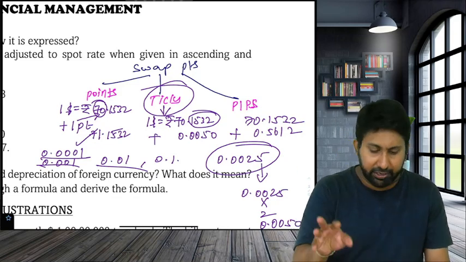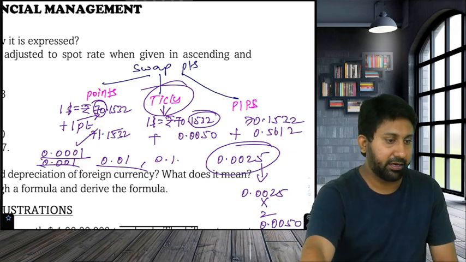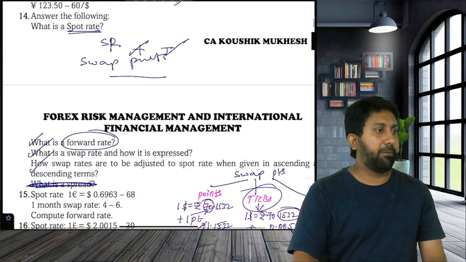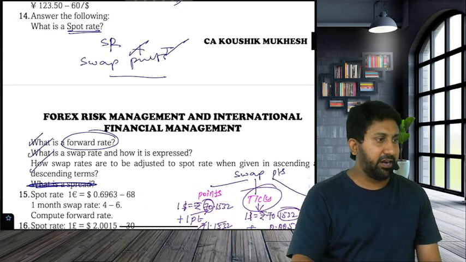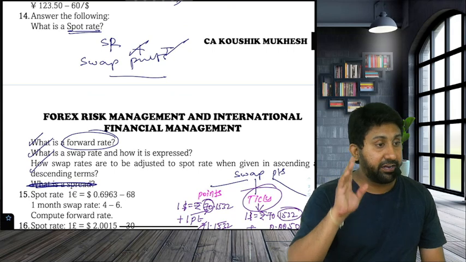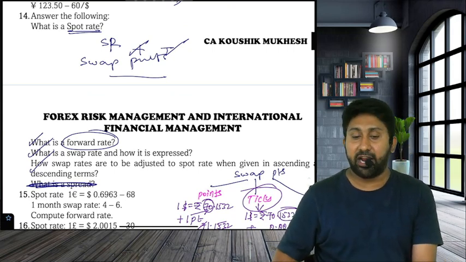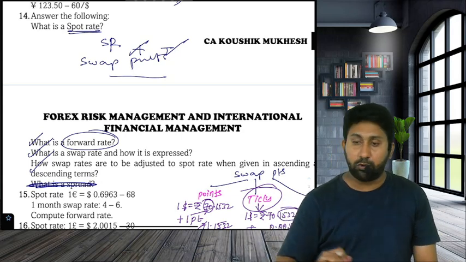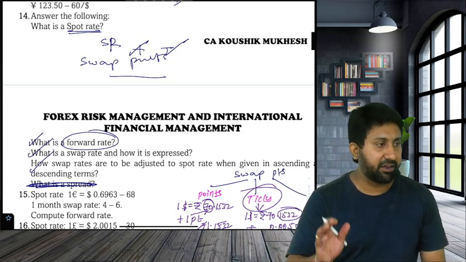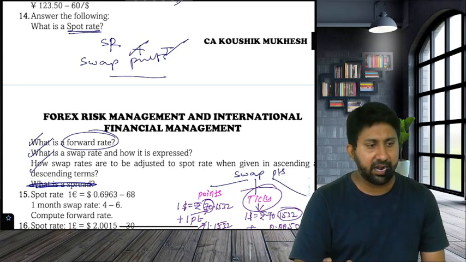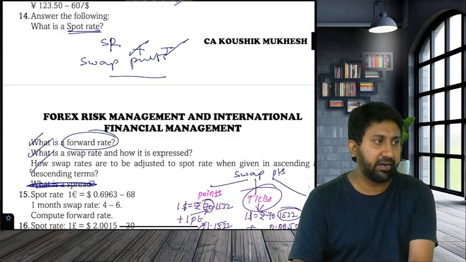Okay, what I said now, points, ticks and pips. Let us see the point now, how it has to be understood. So now we completed spot rate, forward rate, what is a swap rate and how it is expressed. Swap rates are to be adjusted to the spot rate. If it is given in ascending order, how to adjust, descending order, how to adjust, everything we understood. And what is the concept of spread? Spread is the difference between the bid and the ask.